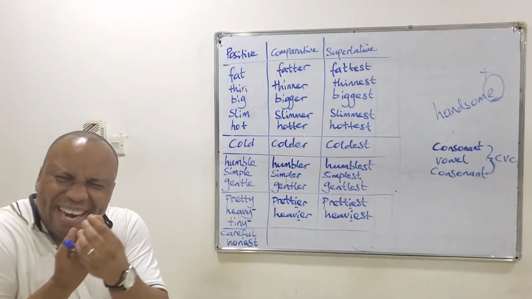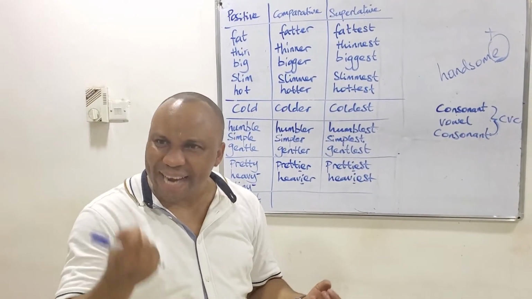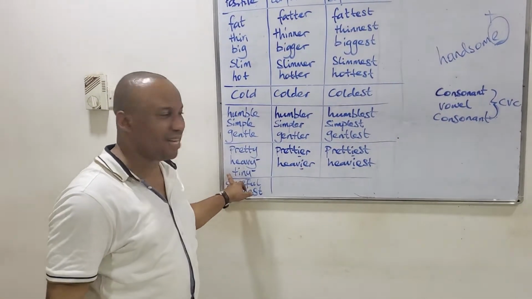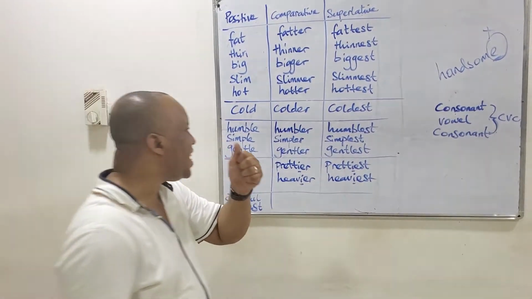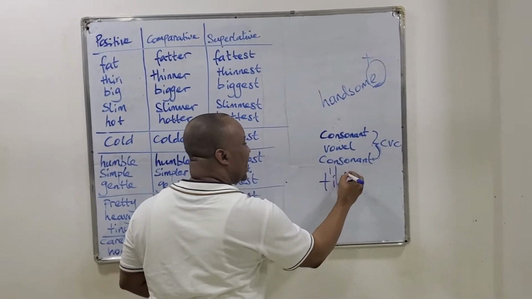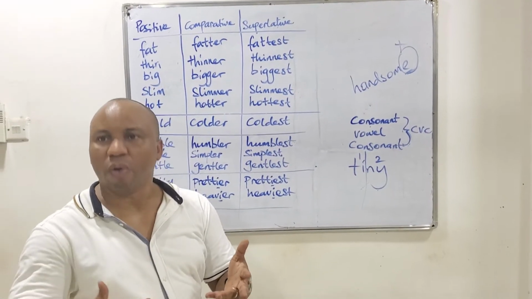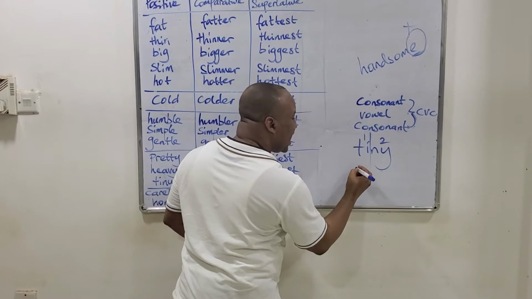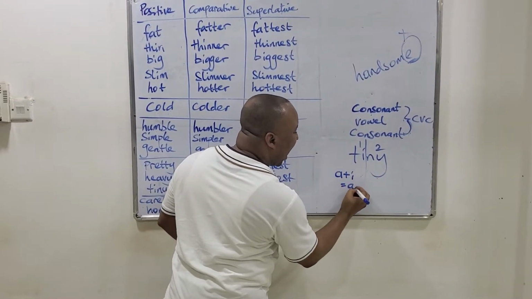Tiny means something very little, just like an ant. An ant is tiny, very, very little, ladies and gentlemen. So tiny, how many syllables? Two syllables. Although this is what in English is called a diphthong. I plus E, we have I.